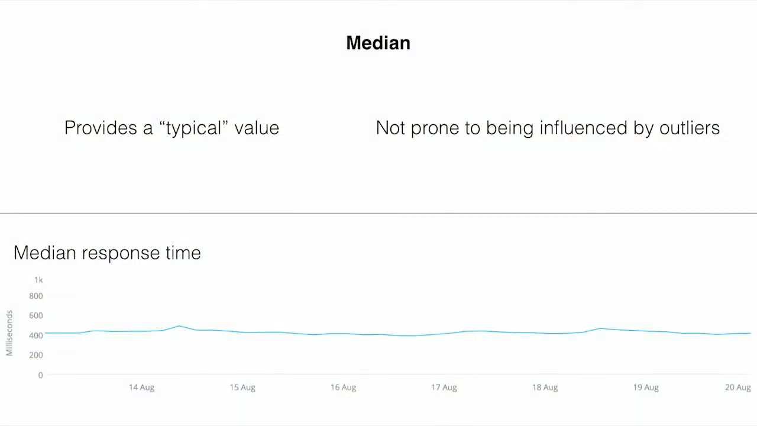Medians are similar to averages in that they provide a typical value for our measurements, without the side effect of being influenced by outliers. Since our goal is to find a typical value, outliers, by definition, shouldn't influence that value. The median is the value that's in the middle of an ordered list of values, so half the measurements would be below this number and half would be above. In this case, the average was 50% more than the median. The median is about 400 milliseconds, whereas the average was about 600 milliseconds.